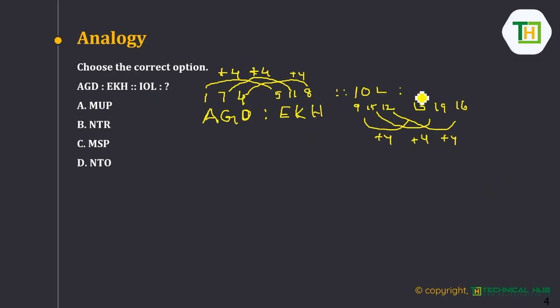In the English alphabet, the 13th letter is M, the 19th letter is S, the 16th letter is P. So finally the answer is M, S, P. Given the options, option C is the correct answer.